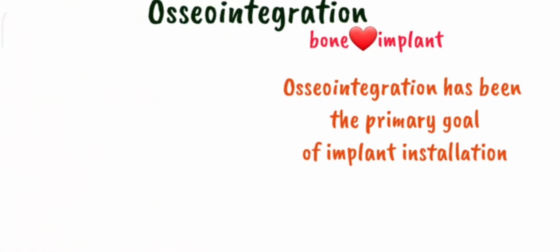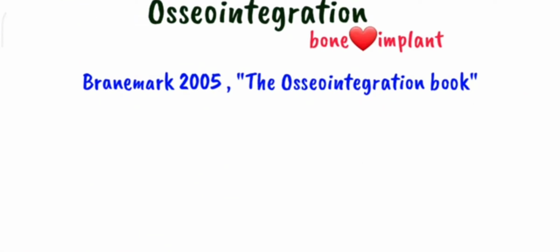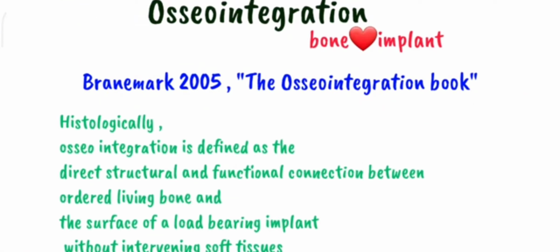Brånemark in 2005, in the book of osseointegration, defined osseointegration histologically as the direct structural and functional connection between ordered living bone and the surface of a load-bearing implant without intervening soft tissues. Let us move into the details.